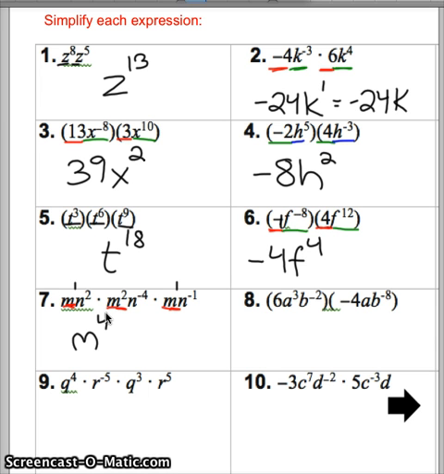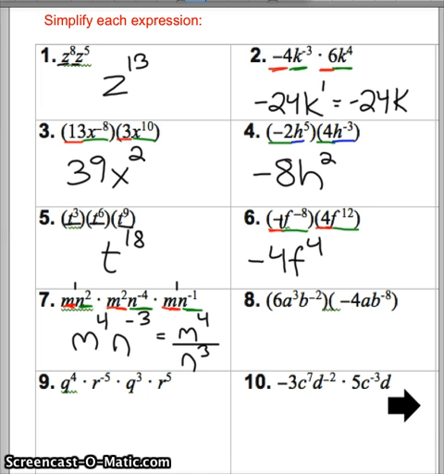Next, I'm going to focus on the n's. N squared, n to the negative 4, n to the negative 1. So, 2 minus 4 minus 1 gives us a negative 3. Now again, remember, we don't want to leave it as a negative exponent, so I'm going to take that n to the negative 3, move that to the denominator where it can have a positive exponent. Always looking for positive exponents.